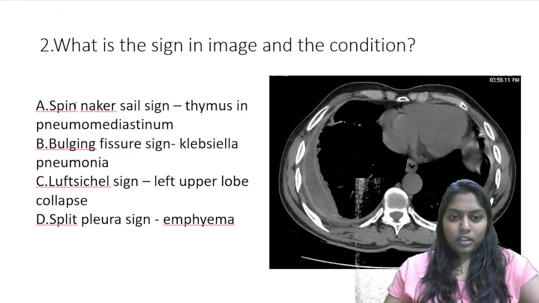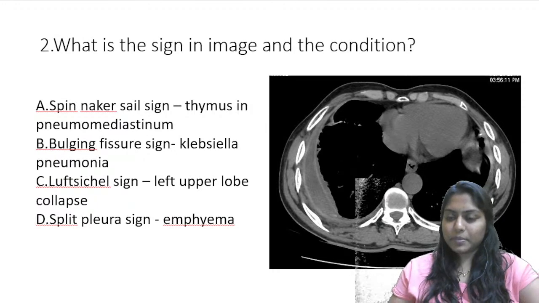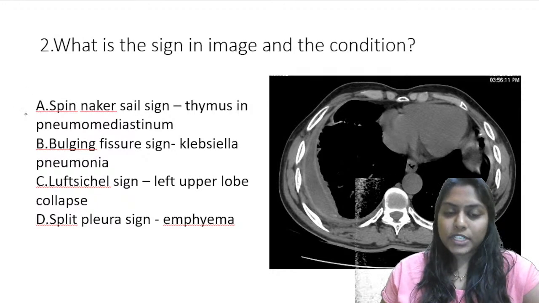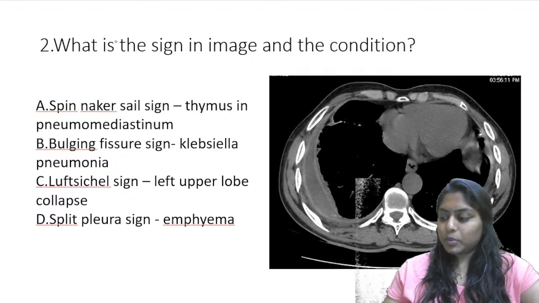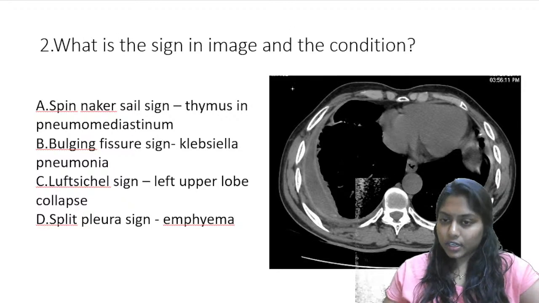Fine. What is the sign in the image and the condition? Option A, spinnaker sail sign, thymus in pneumomediastinum; bulging fissure sign, Klebsiella pneumonia; Luftsichel sign, left upper lobe collapse; split pleura sign, empyema. So the most important thing in radiology and image-based questions for clinical aspects is to see the anatomy first.